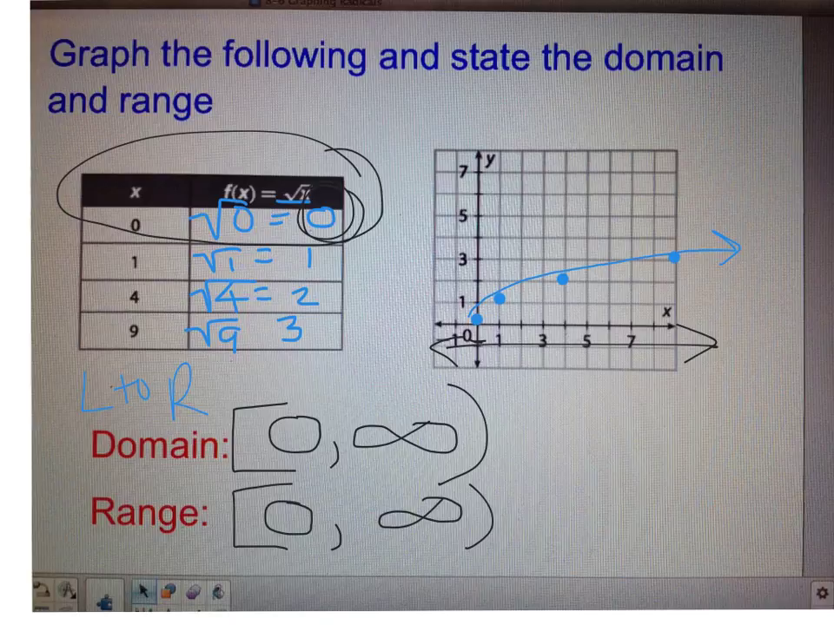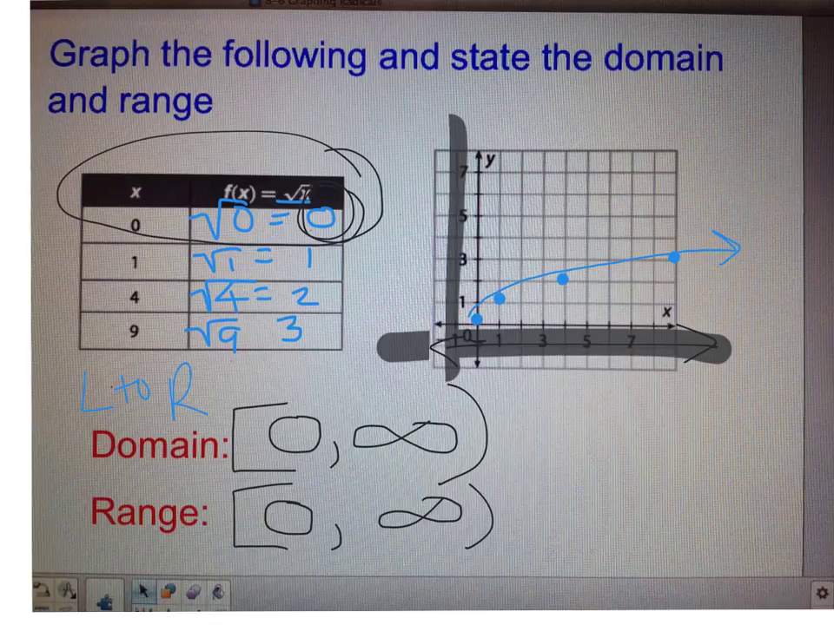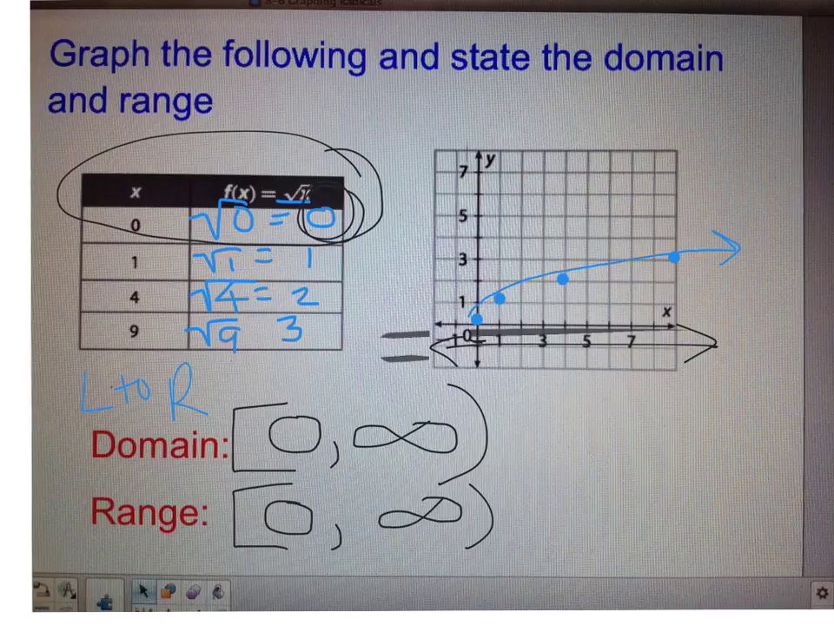Notice because it's our square root function, we don't have anything in the negatives for the y or the x. It's because I can't take the square root of a negative number. It becomes imaginary. So I don't actually get square roots of negative numbers. That's why there's no negatives on the graph. So this is our square root function. This is what it looks like. This is our starting point.